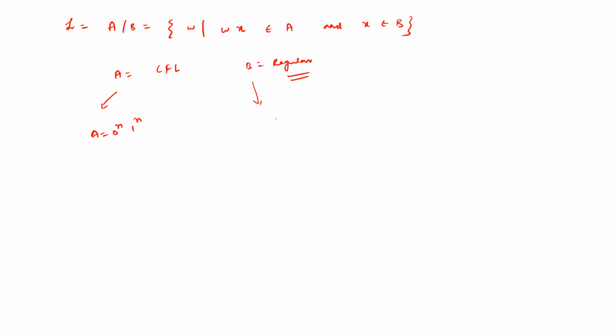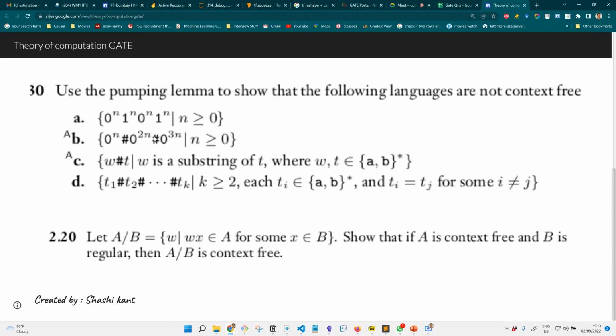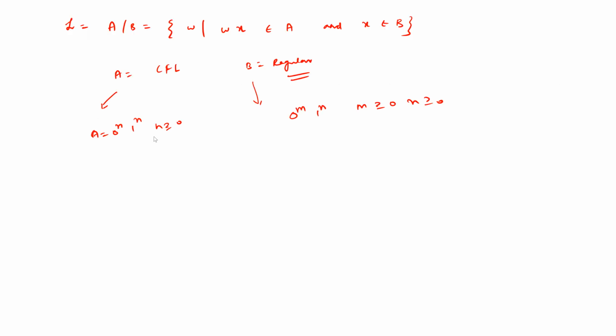Let us take some regular language. Can you tell me one? 0^m 1^n, where m is greater than or equal to 0 and n is greater than or equal to 0. Okay. What are they asking in the question? We'll come to how to enumerate the strings of A slash B, but the question is: is L context free?